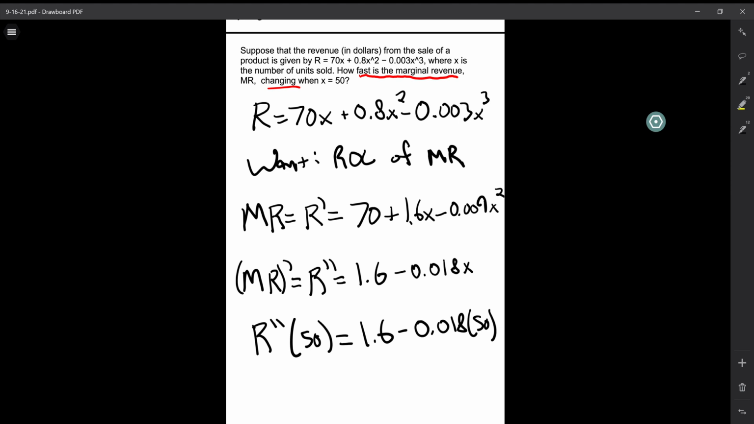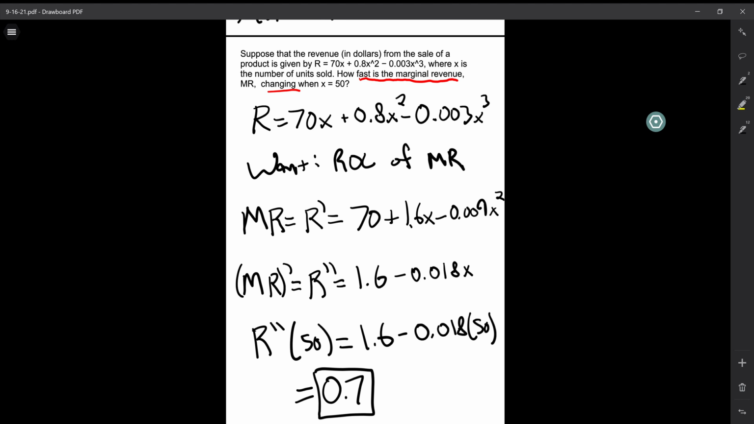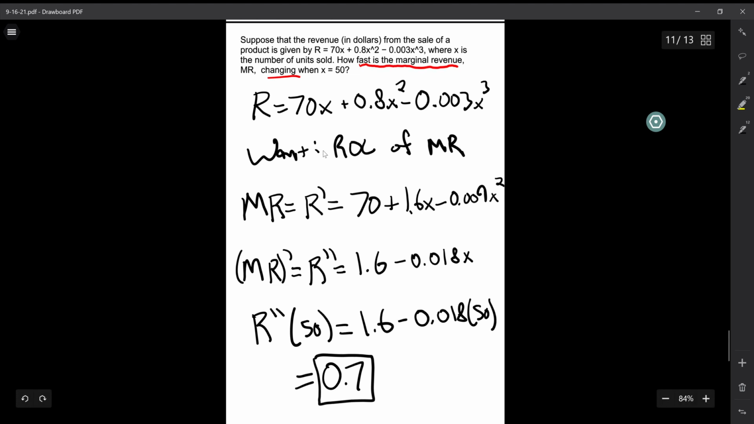So 0.018 times 50 is 0.9, and we're going to do 1.6 minus 0.9, which will give me 0.7 as an answer. So we would say that the marginal revenue is changing at a rate of 0.7. That's how these problems are going to come up in word problems.